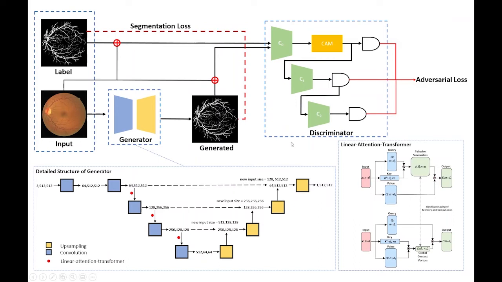in order to help the generator generate more real images. As we can see, the discriminator has three components: C0, C1, and C2.